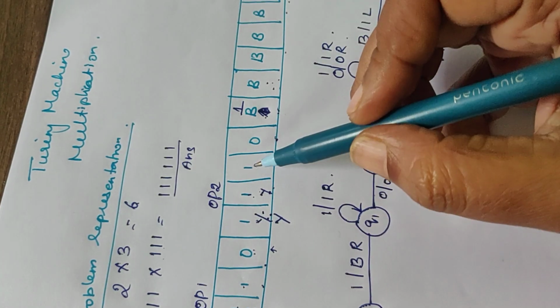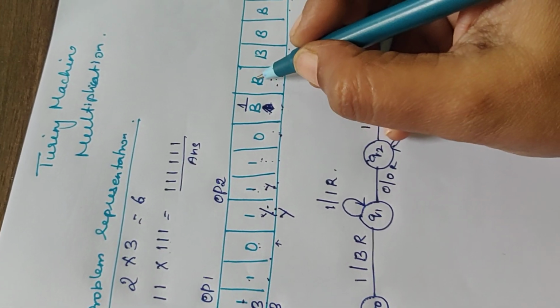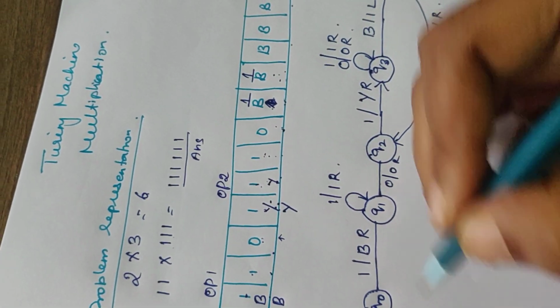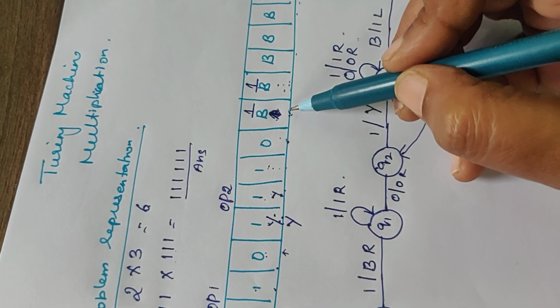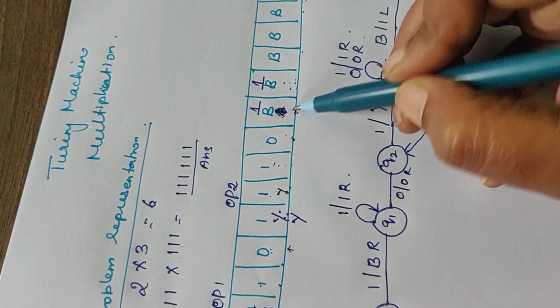You will be on Q3, replace 1 by 1, 0 by 0 and 1 by 1. You will be looking B. When you look B, replace that B by 1. Again B by 1, move left. Look 1. You are looking 1 now on Q4. Replace that 1 by 1, move left.